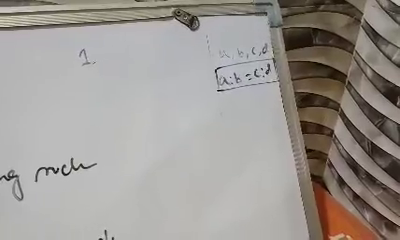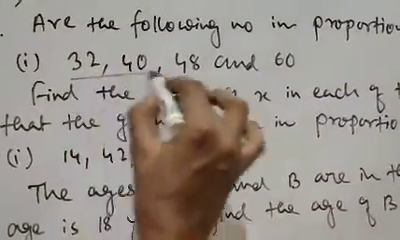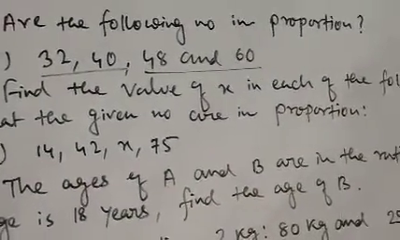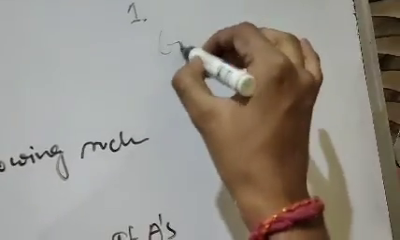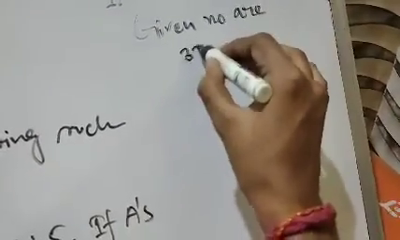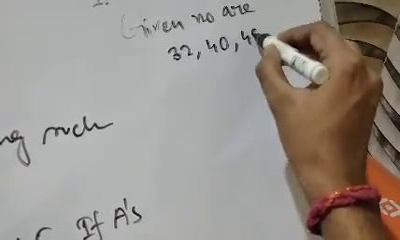So the ratio of the first two terms, that is A and B, and the ratio of the last two terms, that is C and D, if these ratios are equal, then we can say that the numbers are in proportion. Clear? So we have to find out the ratios first, the ratio of the first and second numbers, and the ratio of the last two numbers, 48 and 60. And then we can check whether these numbers are in proportion or not. So the given numbers are 32, 40, 48 and 60.